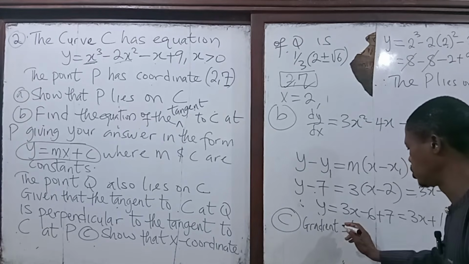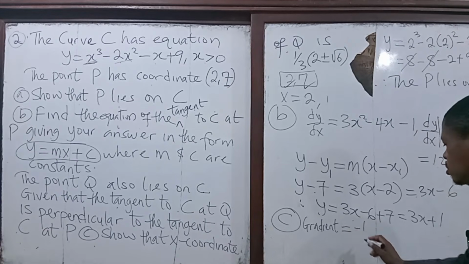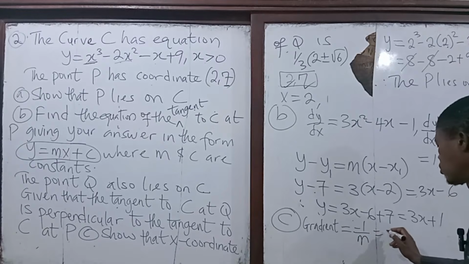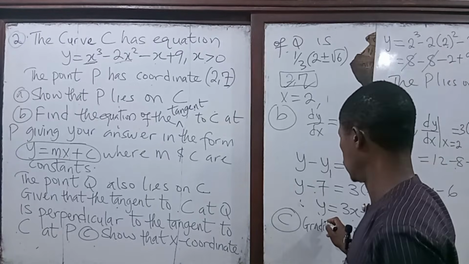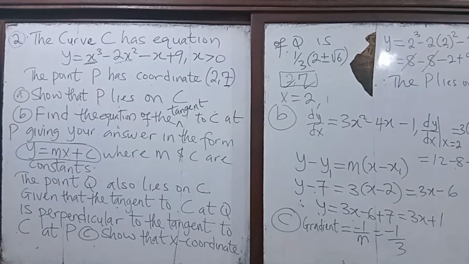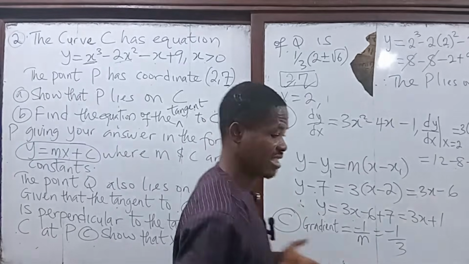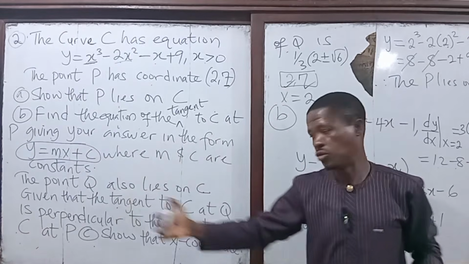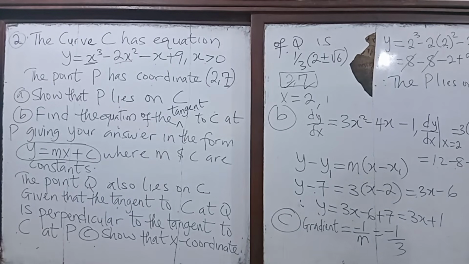The gradient will be equal to minus 1 over m, and that's minus 1 over 3. That's minus 1 over 3 for the gradients, since they are perpendicular to each other. The one at P is perpendicular to the one at Q.